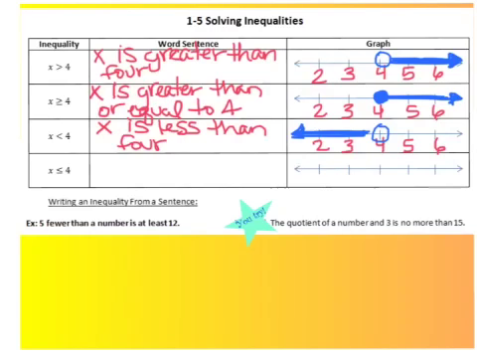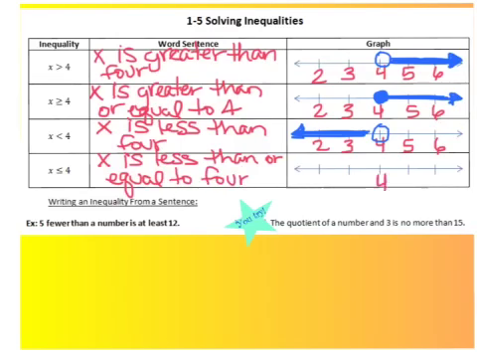Alright, the last inequality statement in this chart is x is less than or equal to 4. So let's write that out. X is less than or equal to 4.